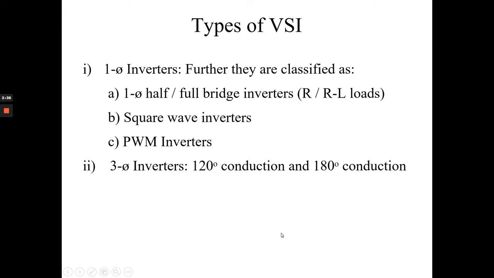Types of voltage source inverters: single phase inverters, further classified as single phase half or full bridge inverters, square wave inverters, PWM inverters, and three phase inverters, 120 degree conduction and 180 degree conduction.